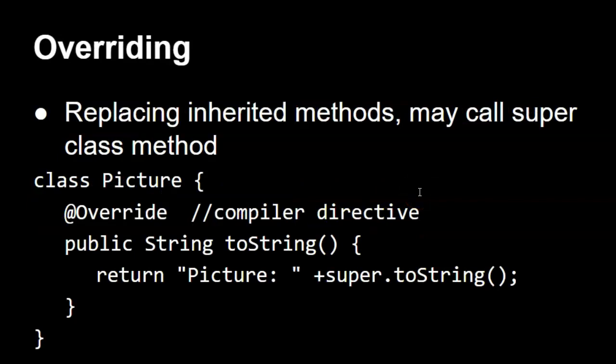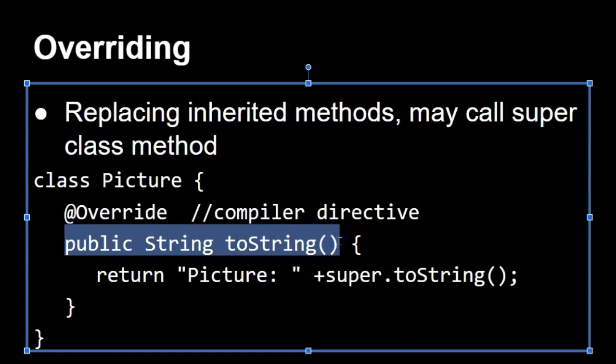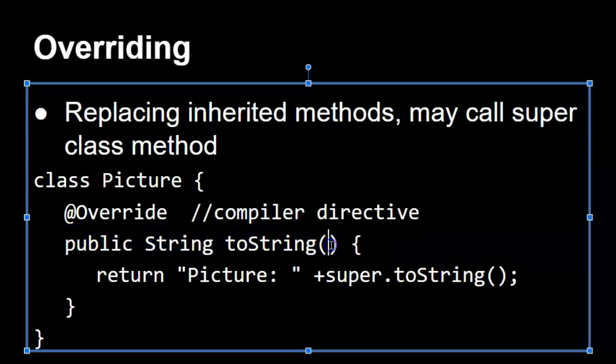So overriding, an example of toString. If we create our class picture here, then basically we just need to match what's in the method header that we're overriding. That's the basic idea. We match it. And so it needs to have the same name, return type, parameters or lack of parameters.